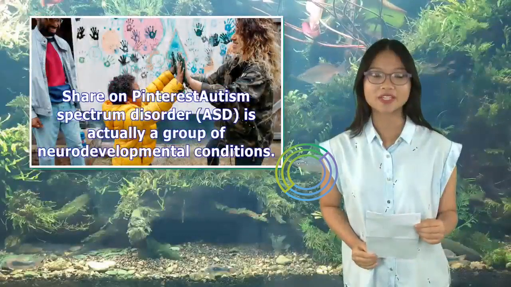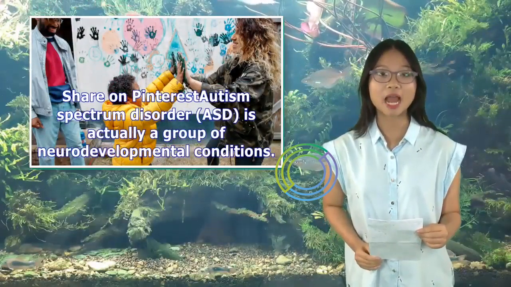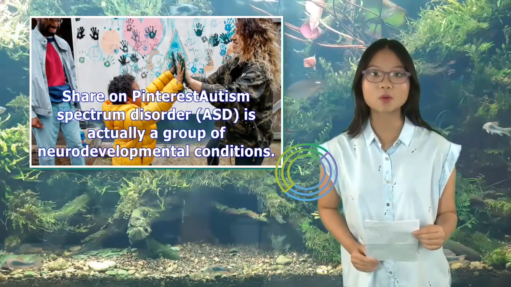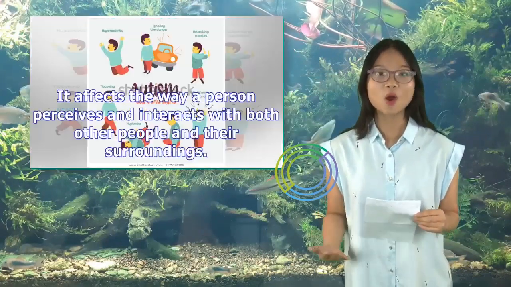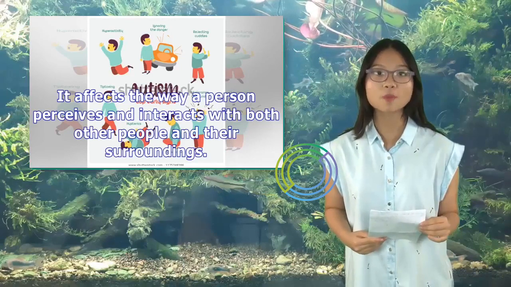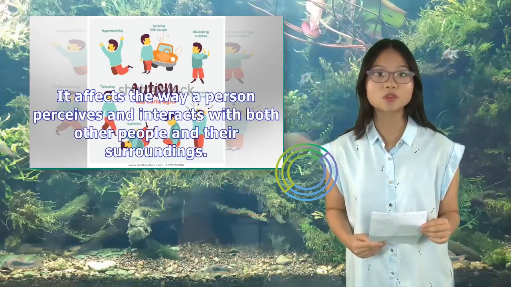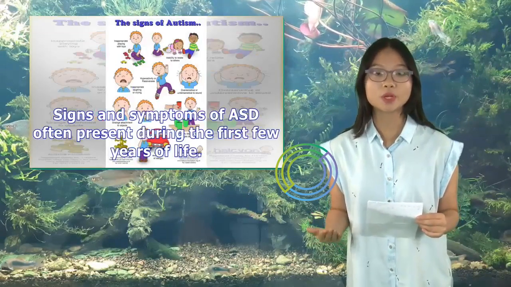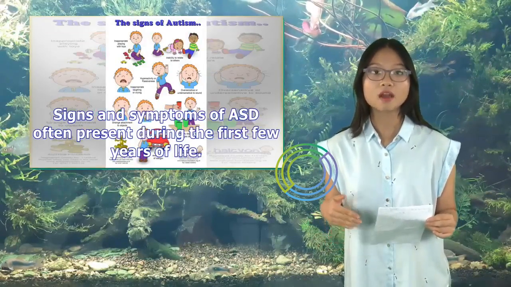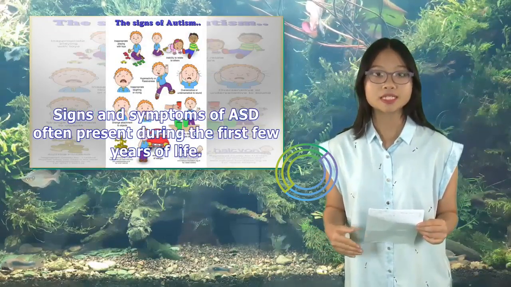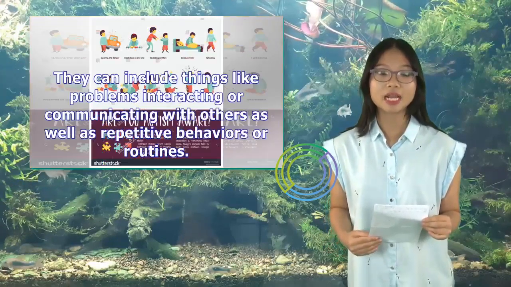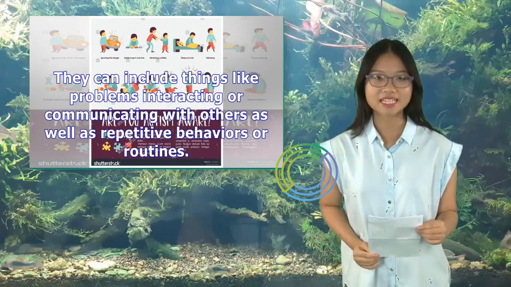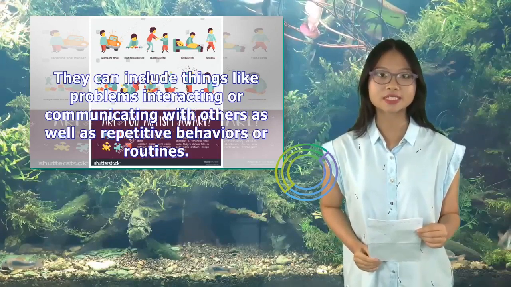Autism spectrum disorder, ASD, is actually a group of neurodevelopmental conditions. It affects the way a person perceives and interacts with both other people and their surroundings. Signs and symptoms of ASD often present during the first few years of life. They can include things like problems interacting or communicating with others, as well as repetitive behaviors or routines.